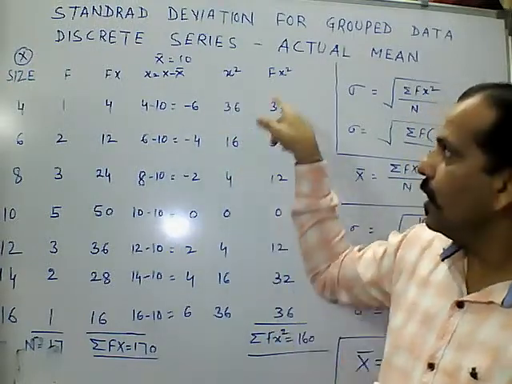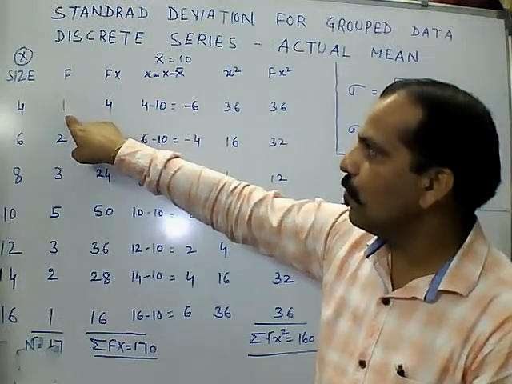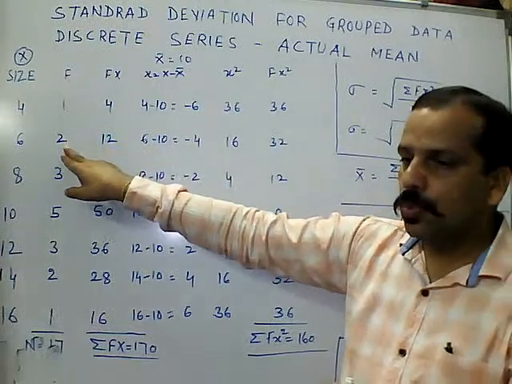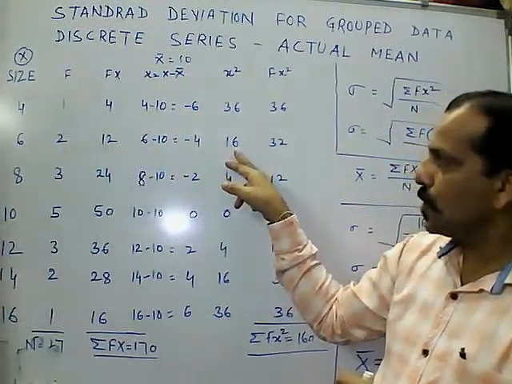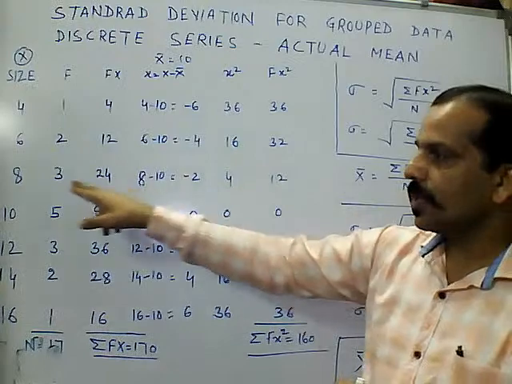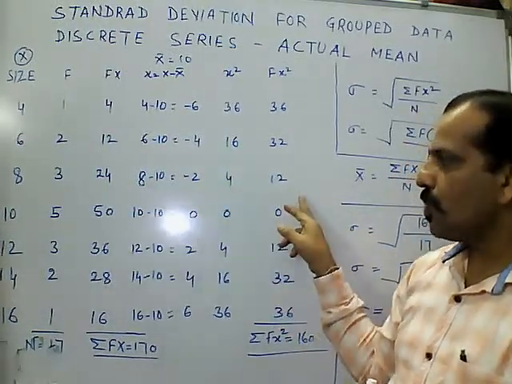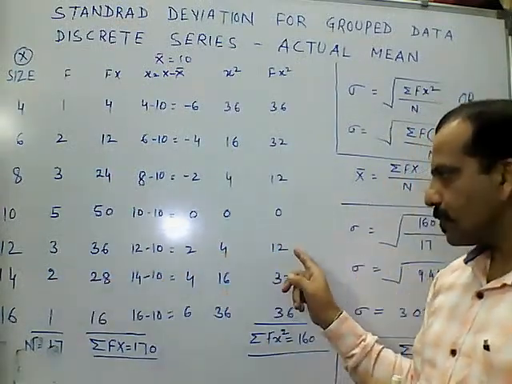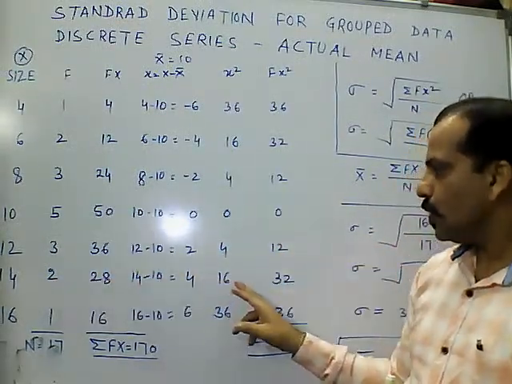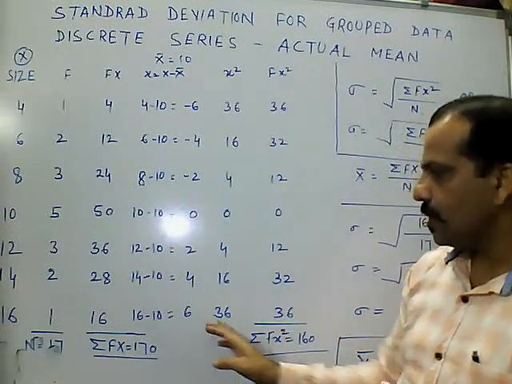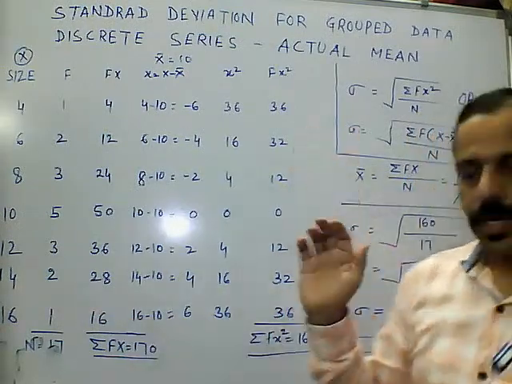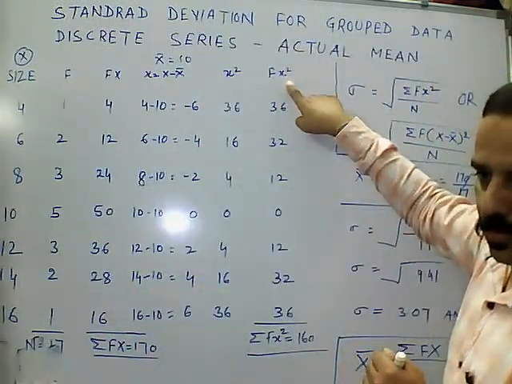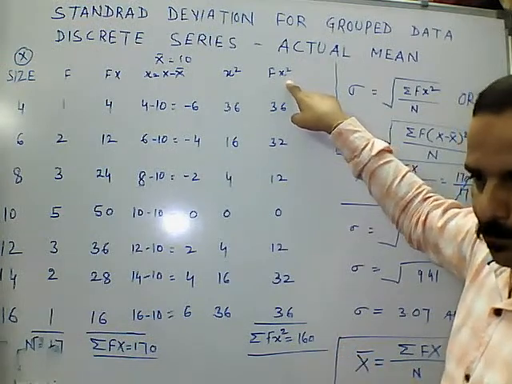Got it? Multiplication of frequencies, like 1 into 36, 2 into 16, 32, 3 into 4, 12, 5 into 0, 0, 3 into 4, 12. So 16 to the 36 and 36 1 the 36. Any query? Any doubt about f into x square?